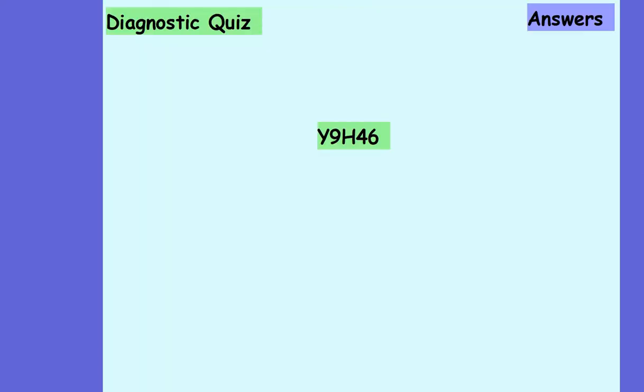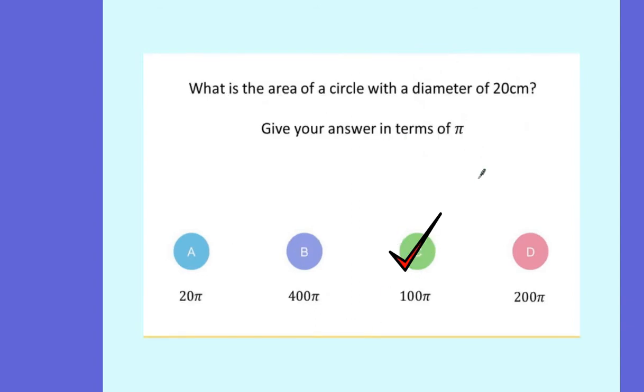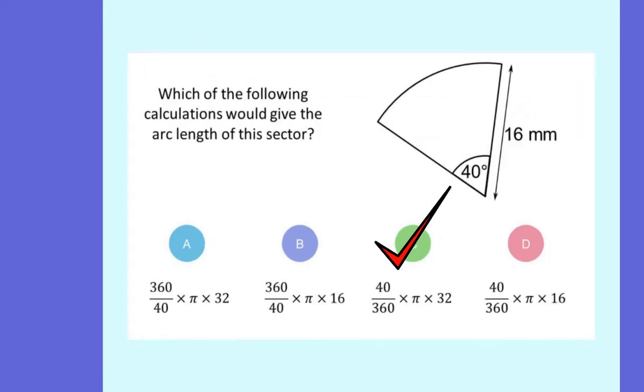Okie dokie, I'll go through the answers. Question number 1, this is a chord. It doesn't go through the centre, so it's known as a chord. If it went through the centre, it would be the diameter. For question number 2, the correct answer was C. The diameter is 20, and we know that the area is given by pi r squared. So the radius is 10. 10 squared is 100. So the area is 100 pi.